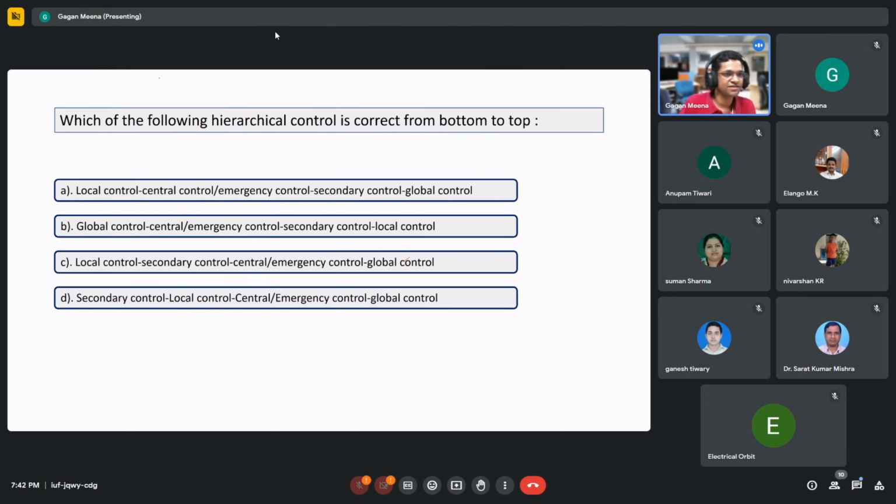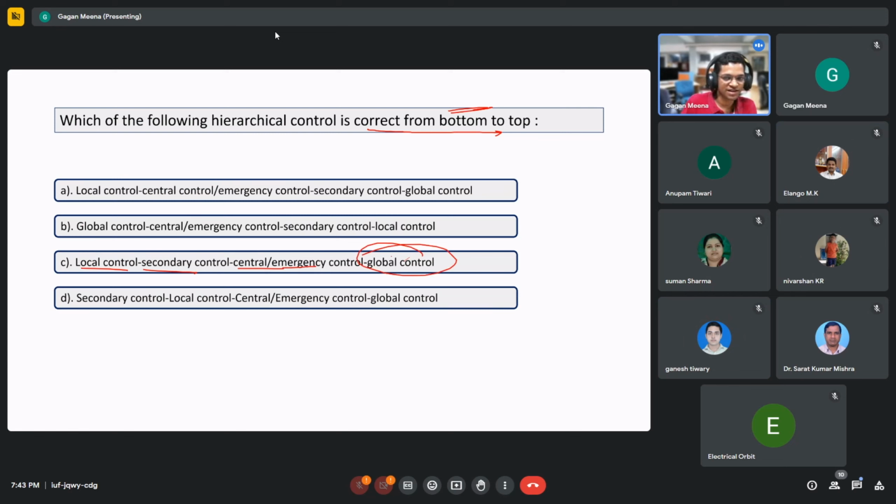Second question, which we have also discussed: which of the following hierarchical controls is correct from top to bottom? Option A will be correct, sir. You have to see from top to bottom. Oh, sorry, sir, bottom to top. Yes, correct, bottom to top. A is not correct. Option C, sir. Yes, C is correct, because local, then secondary, then emergency control, and then global control.